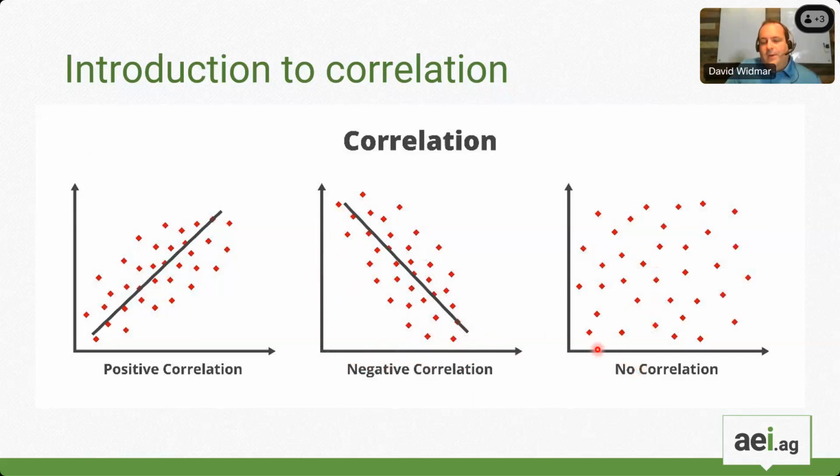And then here we have a situation that has no correlation. So the correlation measure is going to be close to 0. And we see there's just not a whole lot of relationship between these two conditions. They're just not too closely related.